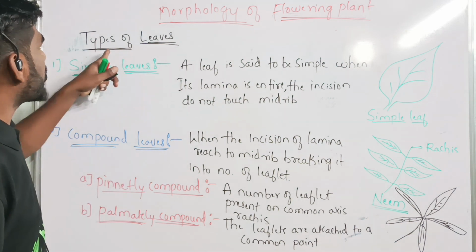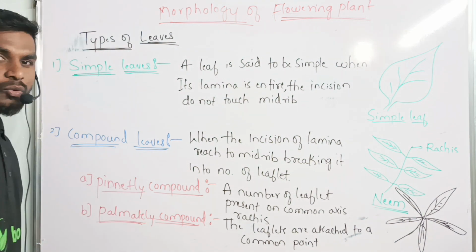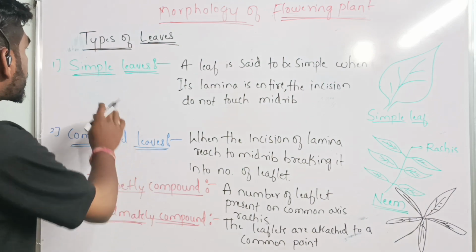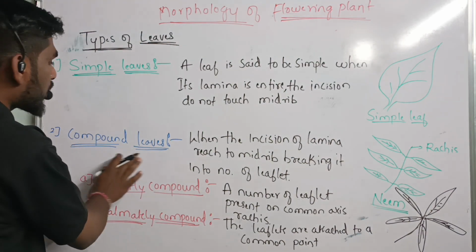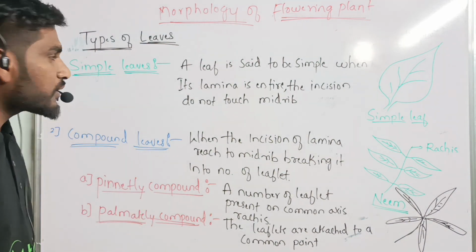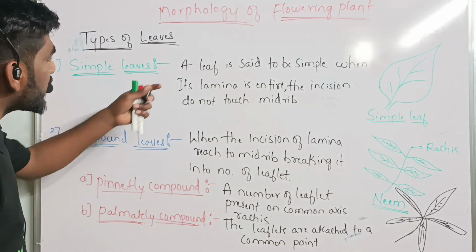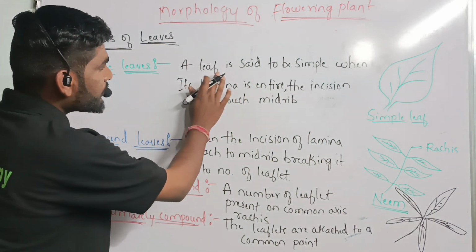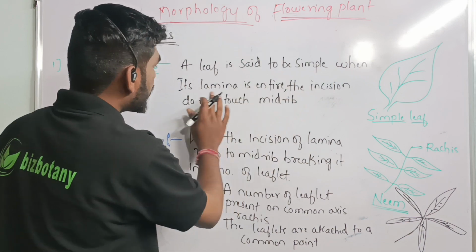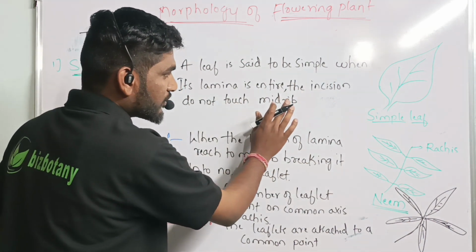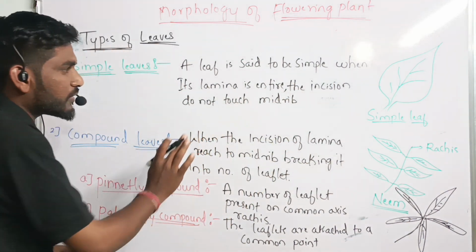हम पढ़ेंगे टाइप्स ऑफ लीव्स के बारे में। There are two types of leaves present. One is simple leaves, another one is compound leaves. Then what are simple leaves? Simple leaves are nothing but a leaf is said to be simple when its lamina is entire. The incisions do not touch the midrib.